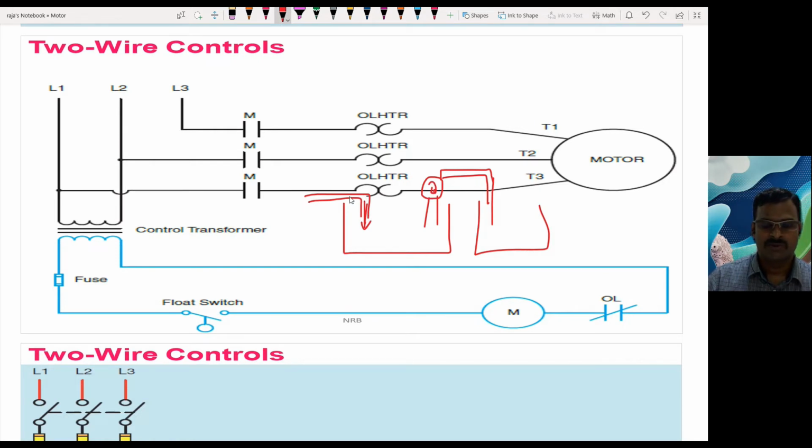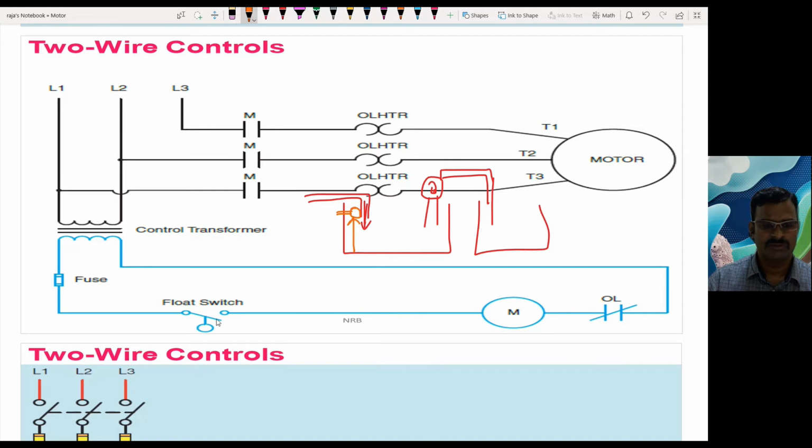Let us assume that there is a water flow continuously here. We are going to fix a float sensor at this point. So when the water rises to this limit, what happens?